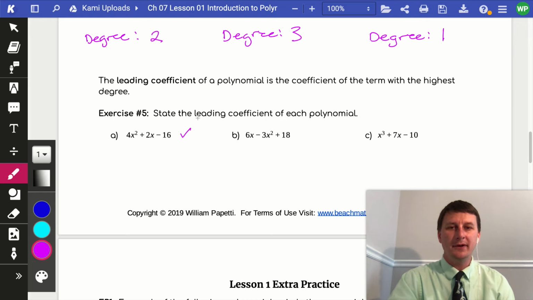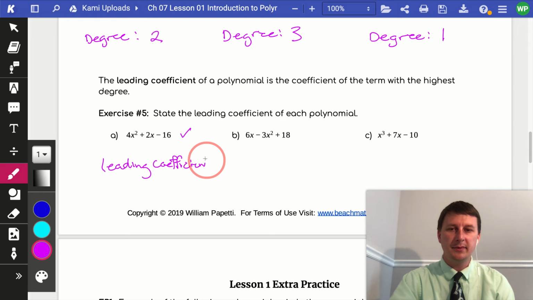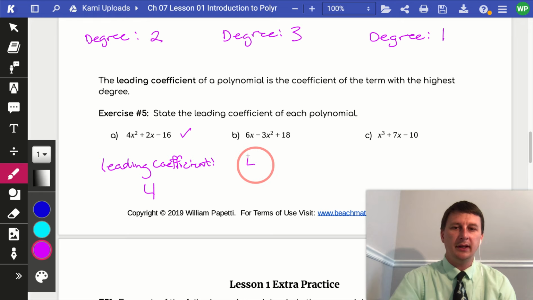So the leading coefficient is the number in front of the term with the highest degree. So it's really just the number in front. And the leading coefficient here is going to be 4. I'm going to abbreviate leading coefficient with LC. Just for these two, I have it written over here, leading coefficient.